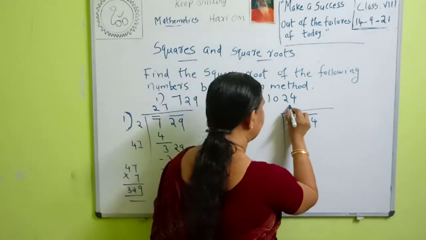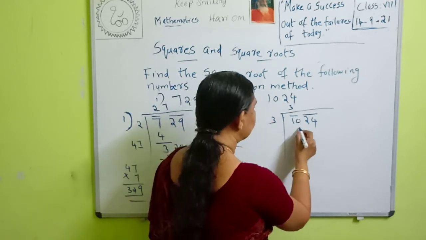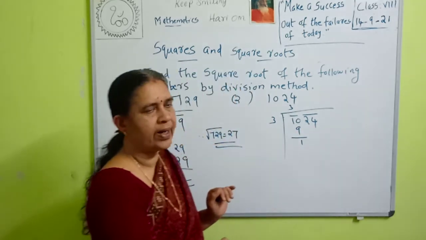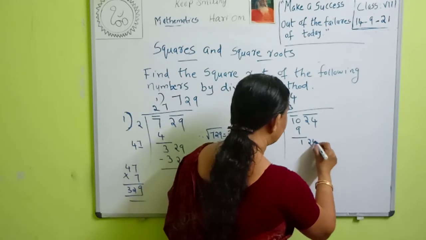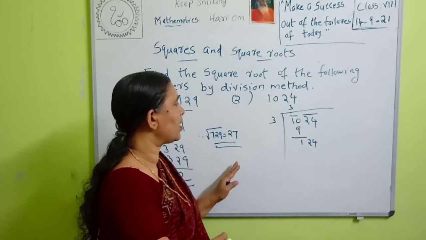So here we write 3 and here also we write 3. Then what is 3 into 3? 3 into 3 is 9. Subtracting, 10 minus 9 is 1. Then we write down the next digit, 24. Then it is equal to 124. Then what we do next?